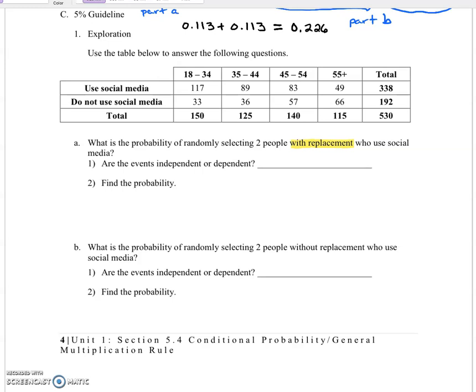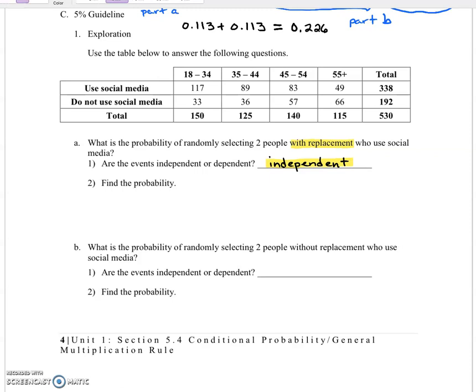When we replace it, we pull one out of the pile, we see what it is, we put it back in. That means the next time we pull something out of the pile, we are in the exact same spot we were the first time. That means it's independent, because the probability does not change since we're putting that first person back in the pile. So independent goes with replacement. So find the probability.